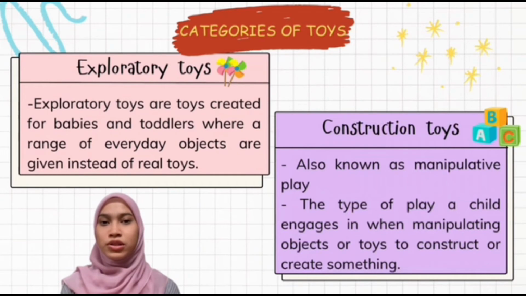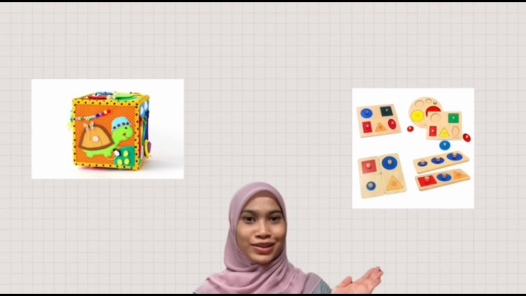Exploratory toys are toys created for babies and toddlers, where a range of everyday objects are given instead of real proper toys. This type of toys encourages children to investigate and explore anything that interests them the most. With this type of toys, adult supervision is required, but adult intervention should be minimal so that children can freely explore the toys or items without being restricted. Examples of exploratory toys are soft manipulative cubes and wooden toys.